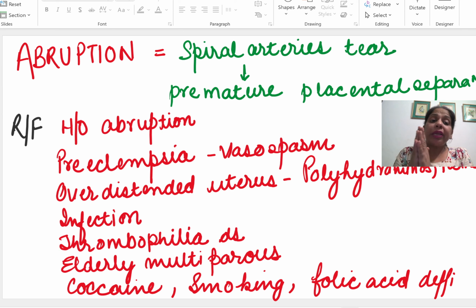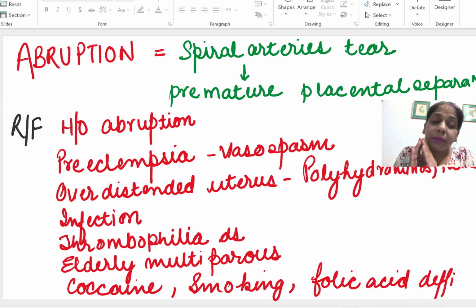Okay, so here they ask you a question. All these causes you remember; if you don't remember, at least keep elderly multiparous, please remember it. Questions come on this, whether they are asking about placenta previa risk factors or abruption placentae risk factors, they always ask whether it is common in primigravida or not.